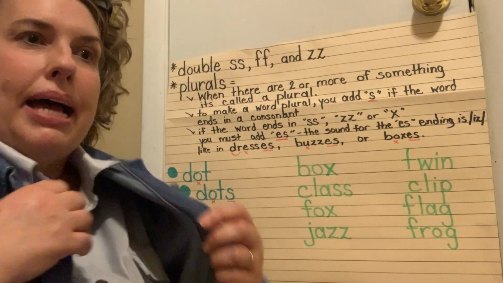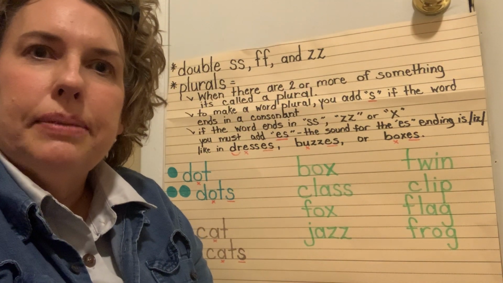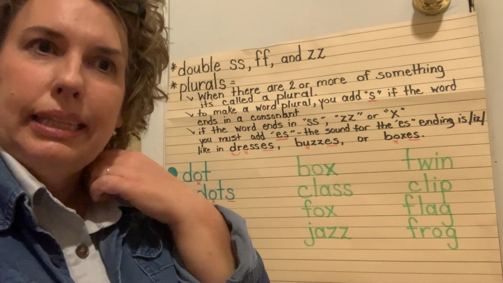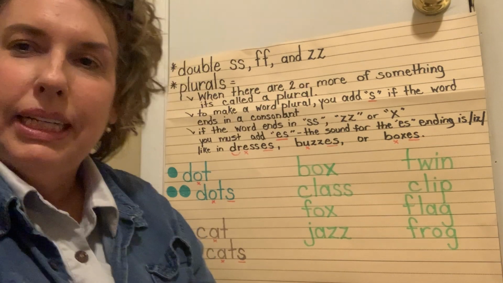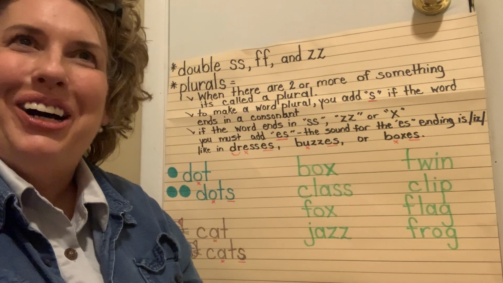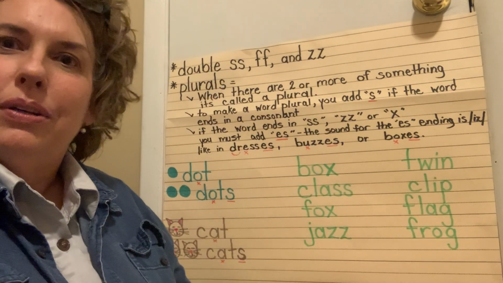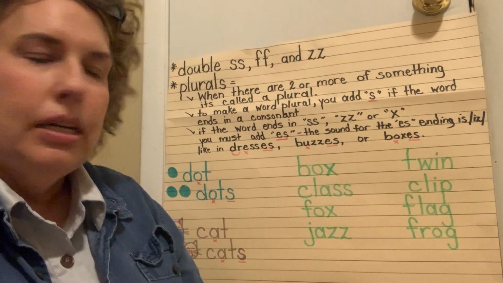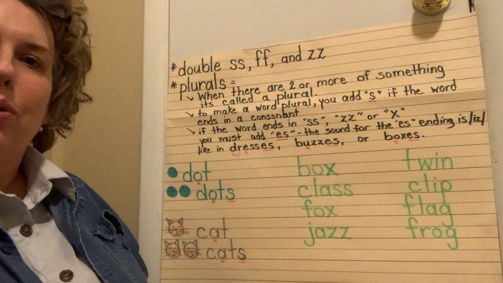Can somebody remind me what a consonant is? Or y'all tell your parents and grandparents. Remember, we had a chart. The consonant letters of the alphabet are any letter that's not a vowel. Can somebody tell me the vowels? I can just hear y'all. A, E, I, O, and U. So anything other than those letters are consonants. So if the word ends in a consonant, you just add an S to it.